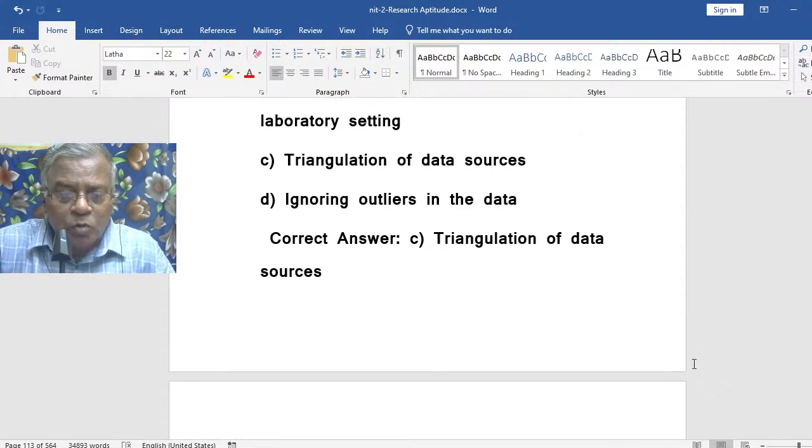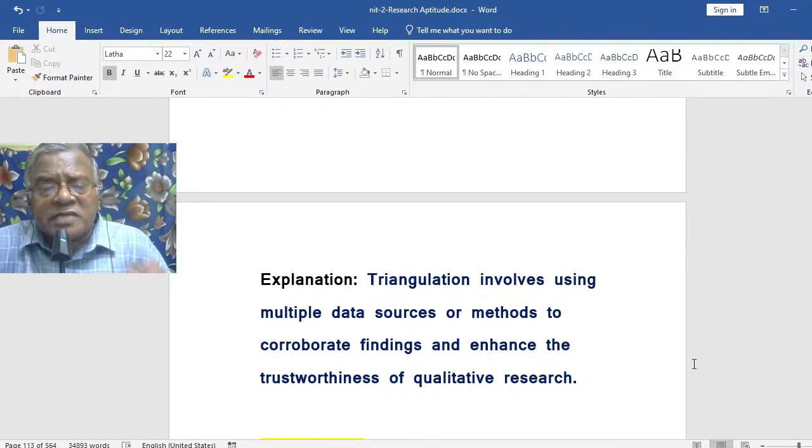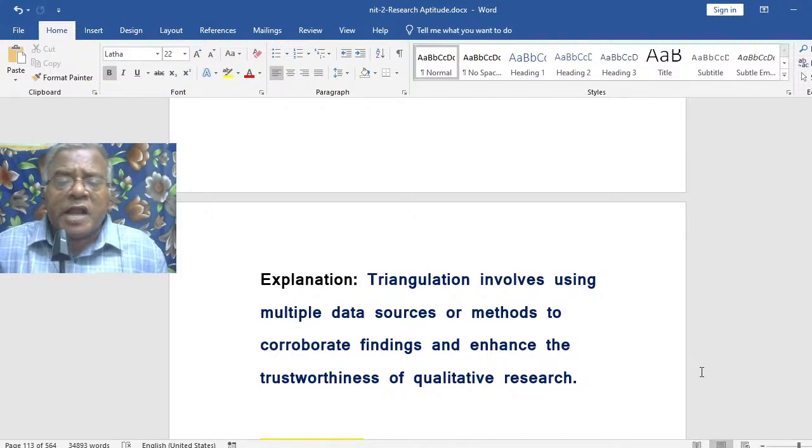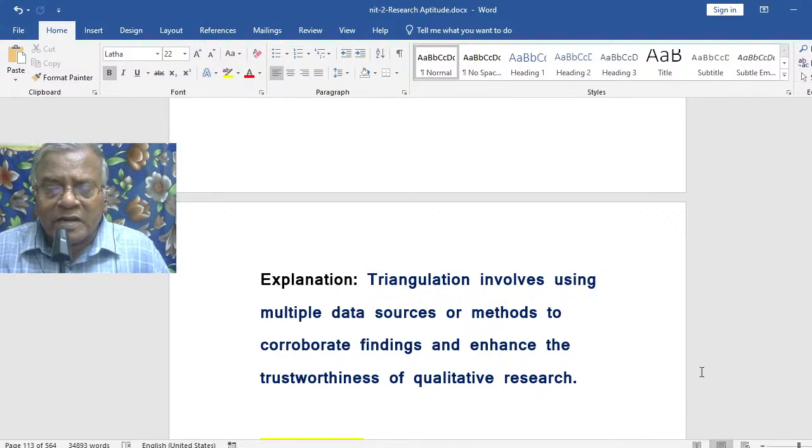Triangulation of data sources. What does this mean? Triangulation involves using multiple data sources or methods to corroborate findings and enhance the trustworthiness of qualitative research. There is validity and reliability. In other words, triangulation involves using multiple data sources in order to enhance the validity and reliability of qualitative research. That is the idea here. Both the validity and trustworthiness of qualitative research.